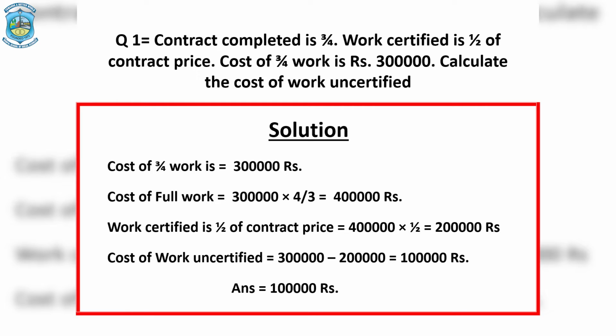So in this particular question, the total cost of work uncertified is 1 lakh rupees, and that is the way to calculate the total cost of work uncertified when other information is given in the question.